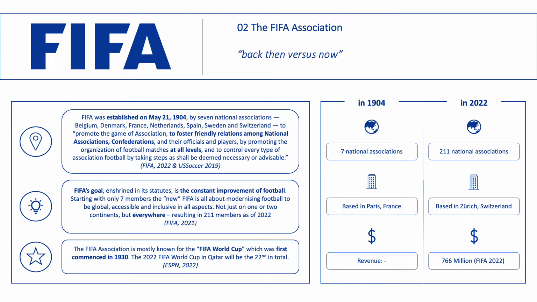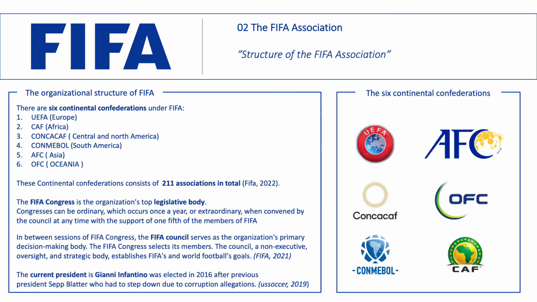Obviously, the FIFA Association is mostly known for the FIFA World Cup, which was first commenced in 1930. The 2022 FIFA World Cup in Qatar will be the 22nd in total. Even though FIFA is officially a non-profit organization, they are still generating huge revenues, with a revenue of $766 million in 2022, of which all winnings are supposed to go back into improving football all over the world.